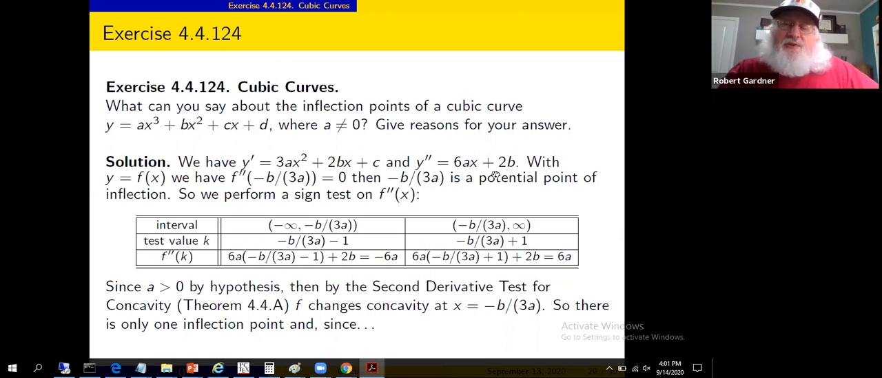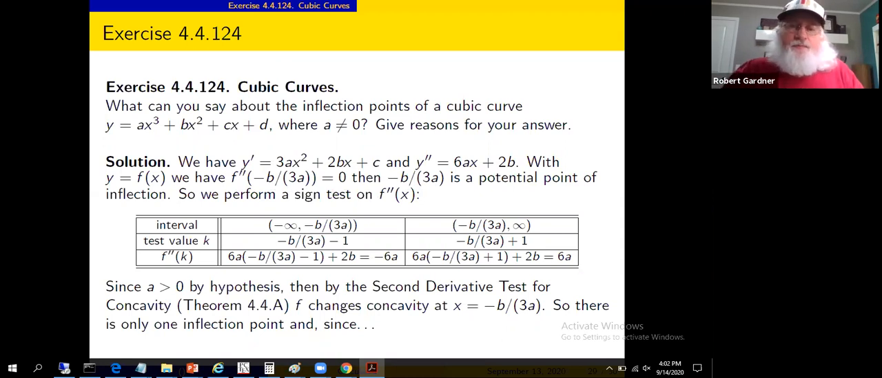We'll get negative 2b divided by 6a. That simplifies to negative b over 3a. So the second derivative evaluated at negative b divided by 3a will be 0. So this is a potential point of inflection. I stopped italicizing a couple of problems ago. I can't call it a point of inflection unless it changes concavity.